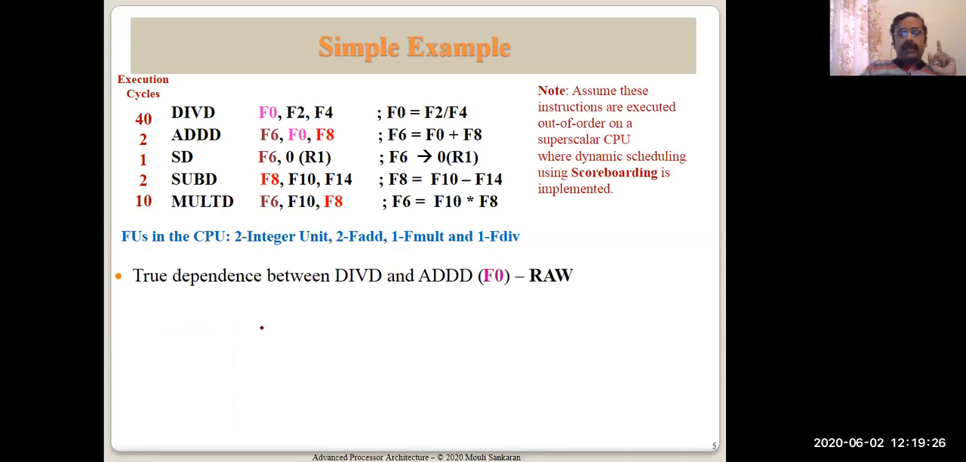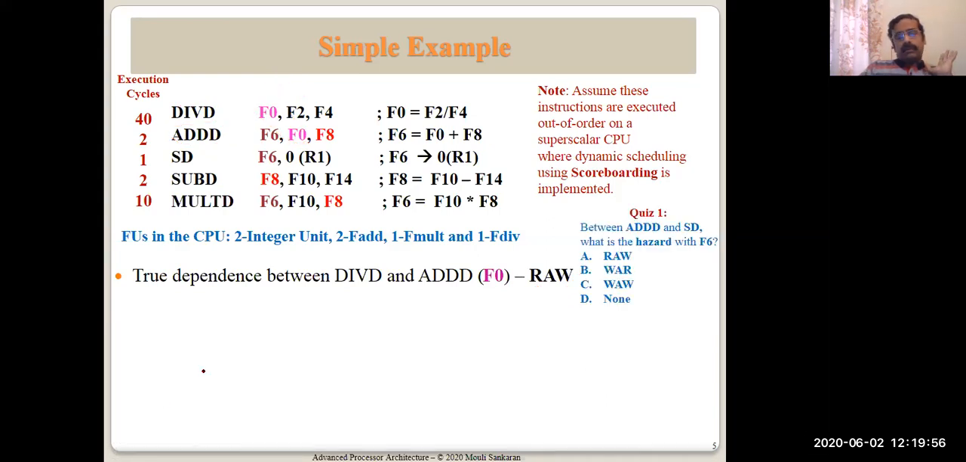Okay. So before that, let me explain only one thing. This dependency is what dependency? It is a read after write, because you have to read F0. This add instruction should read F0 only after it has been written into by DIV.D. So it's a read after write hazard. Okay, you understood this hazard.